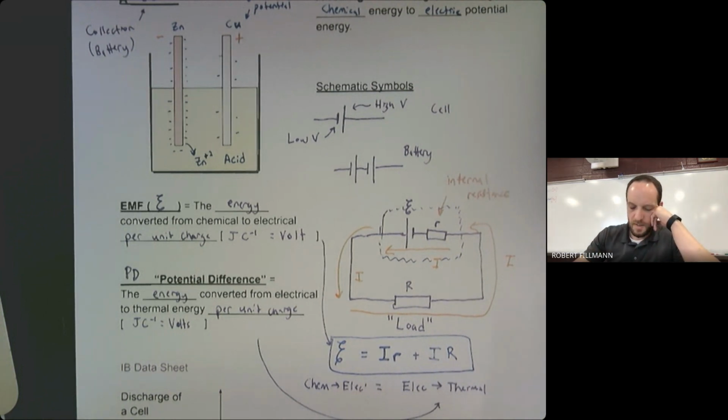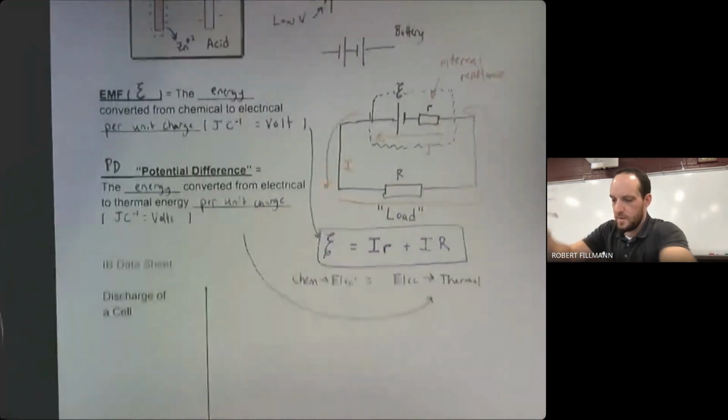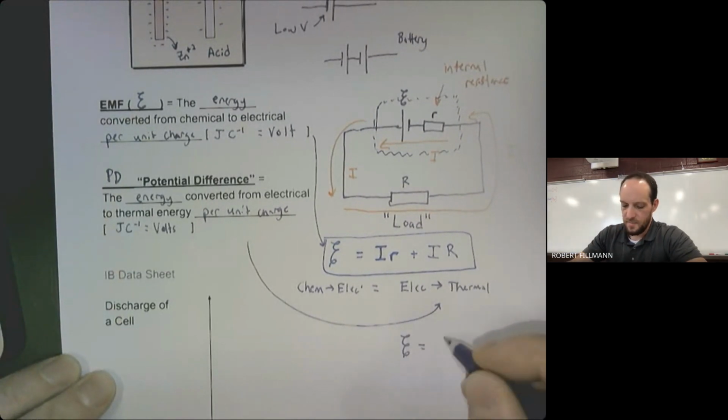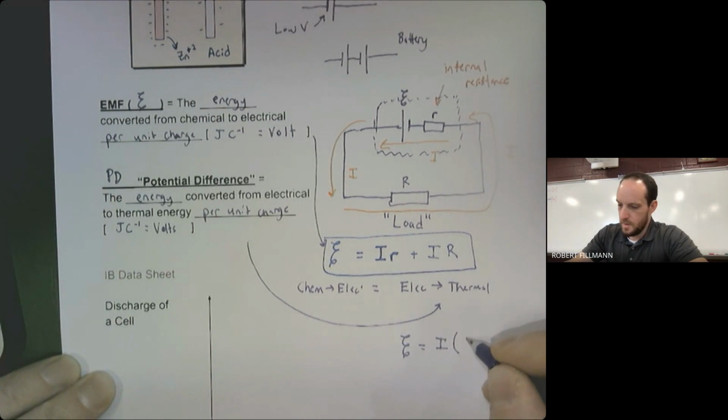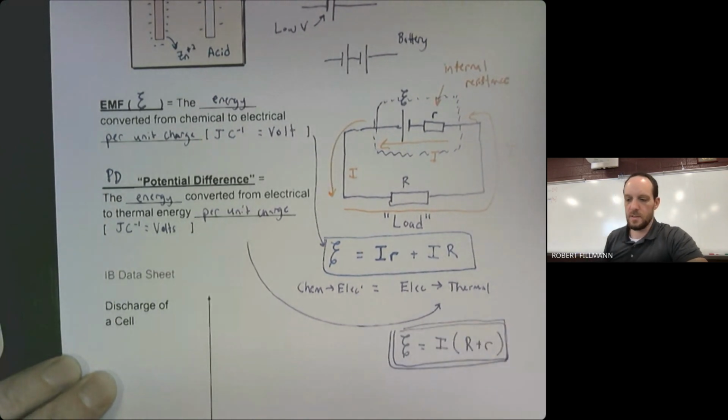Okay. On the IB data sheet, they basically give us this equation, but they just factor out the I. So we can write it more simply as the EMF is equal to the total current times the load resistance plus the internal resistance. So this is the way it's given on the data sheet. And we'll see an example a little later of how to use this equation.